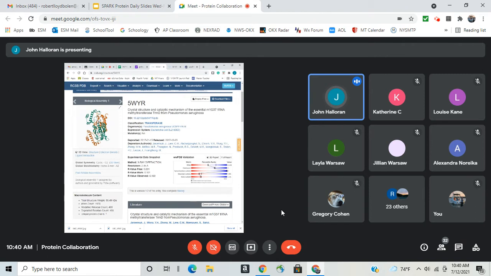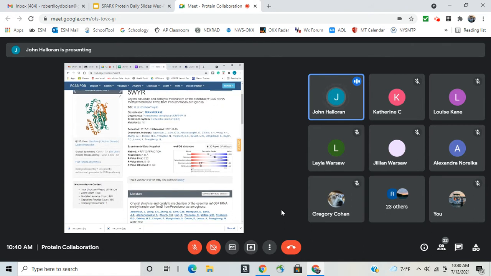So sometimes you'll find proteins in the data bank. They have the wild type or the normal version, and then they have different mutations. So you could see how an amino acid change causes a change in the structure of the protein. Deposited, this is when the structure was entered into the PDB, and then released is when it was made public.